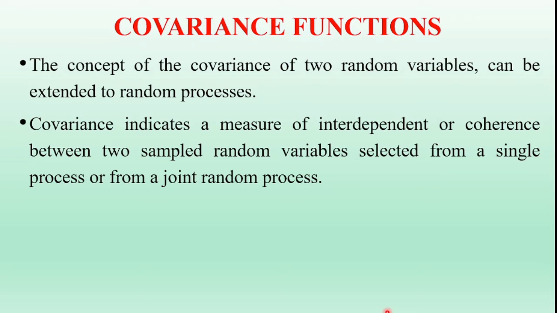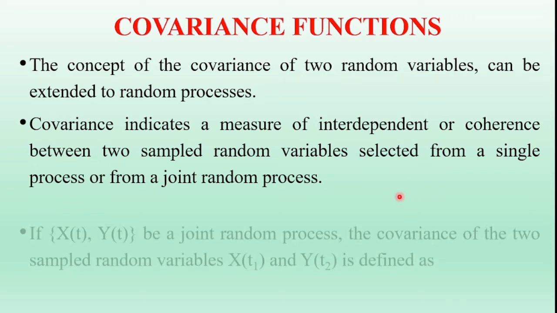Okay, once again the definition of the covariance function. Covariance indicates a measure of interdependence or coherence between two sampled random variables selected from a single random process. If selected from a single random process, then it is known as the auto-covariance function of the random process, and if selected from two random processes, then it is known as the cross-covariance function of the random processes x of t and y of t. So that is the definition of the auto-covariance function and the cross-covariance function of the random process.